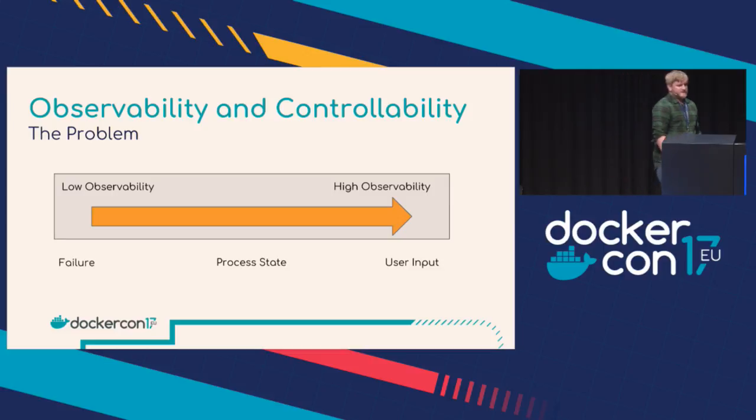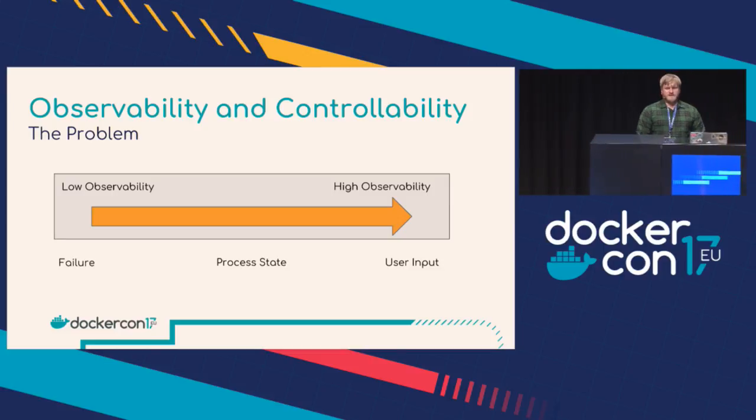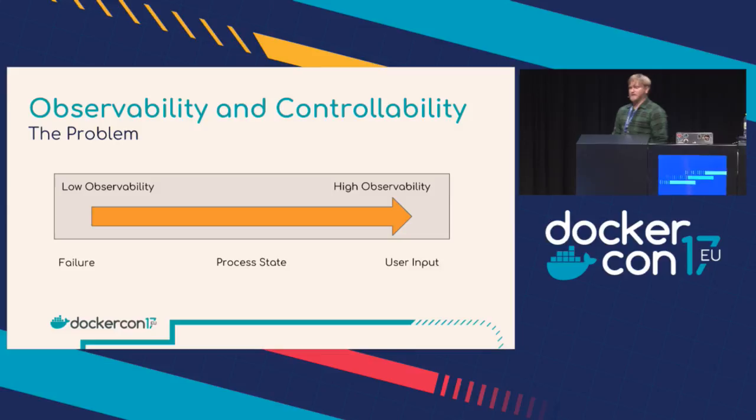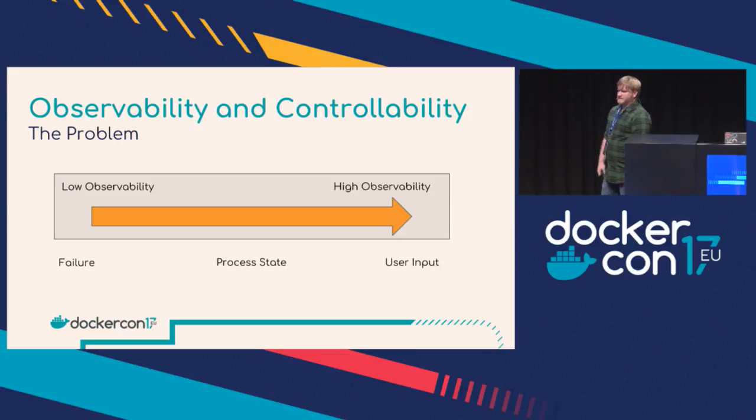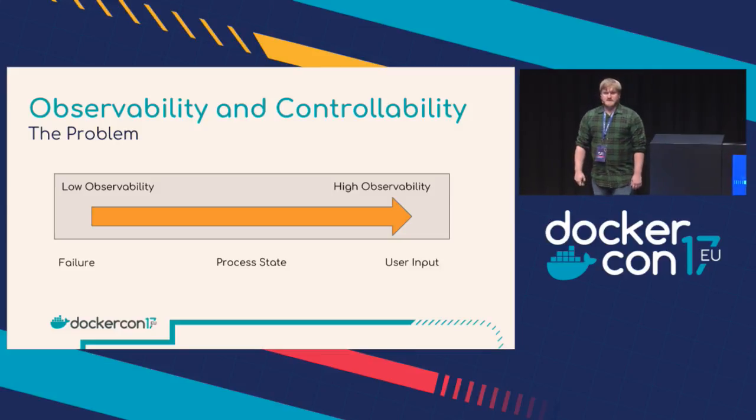So to actually control our cluster, we need to be able to observe what's happening with it, and this is the basis of the problem with cluster orchestration and why it's so hard. There are things like node failure that have low observability, and then things like user input that have high observability, and then things like process state, like figuring out whether a process or a container is running, which sits somewhere in between.